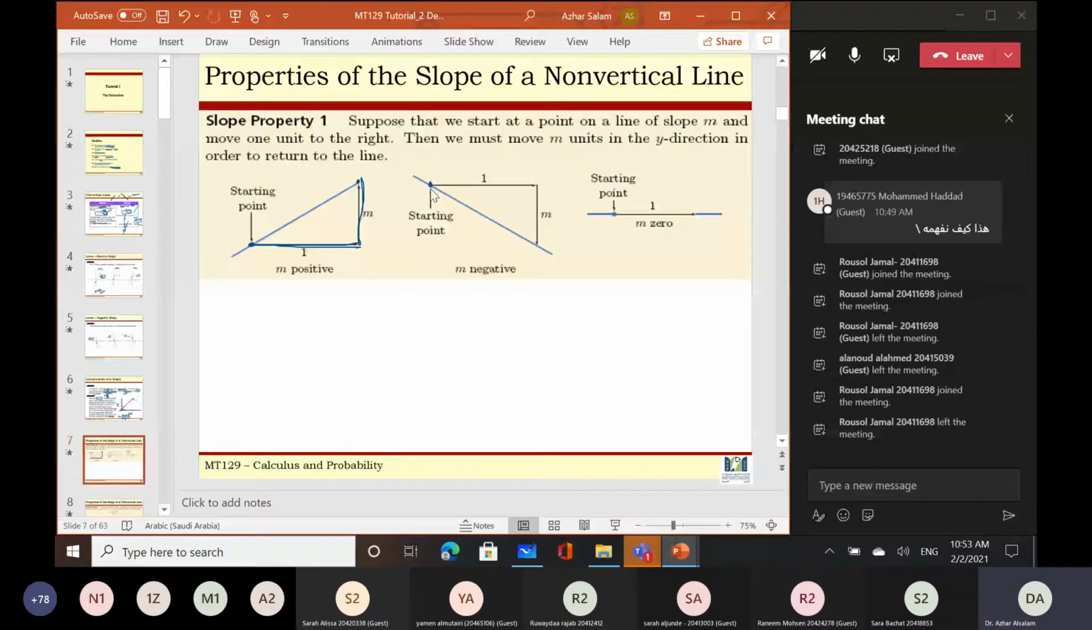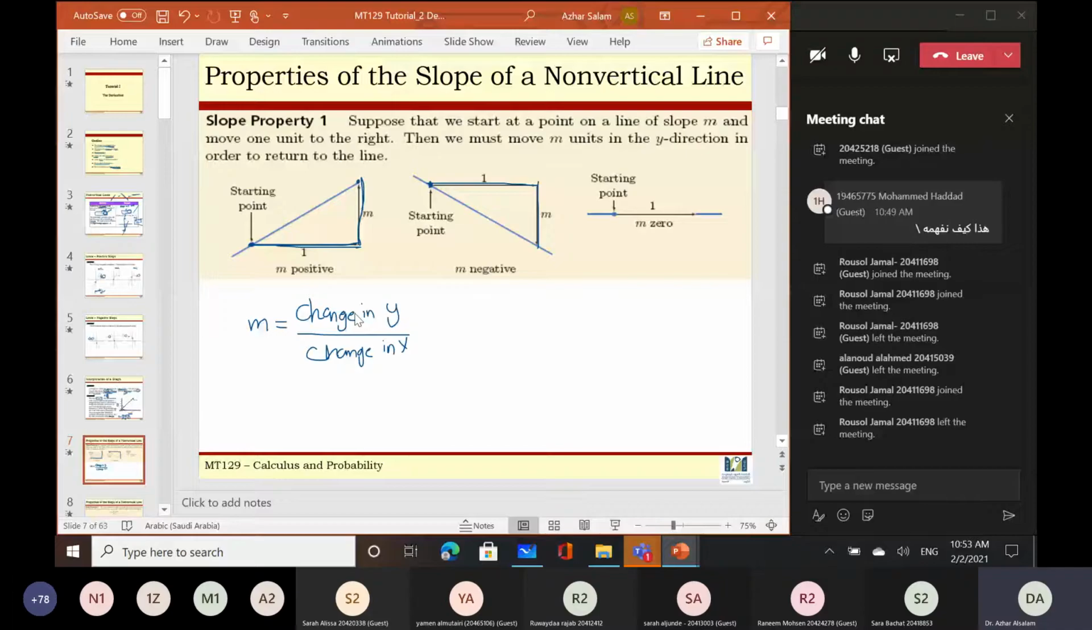If I start here on the decreasing line, I move to the right 1 unit, I have to move to the bottom m units. So here m, as I said in the previous example, is the change in y divided by the change in x.